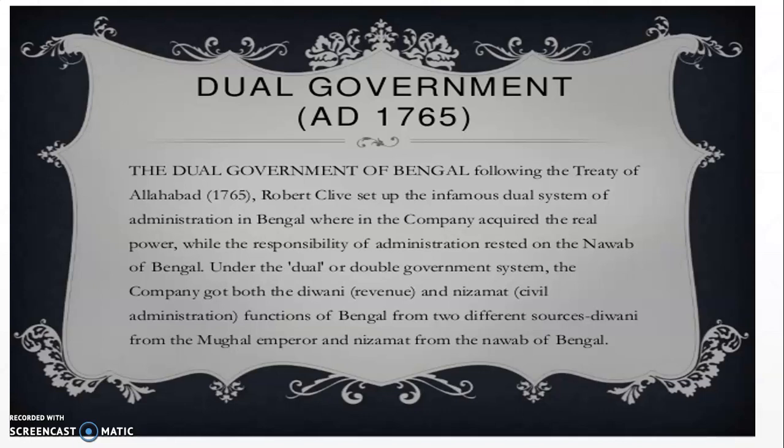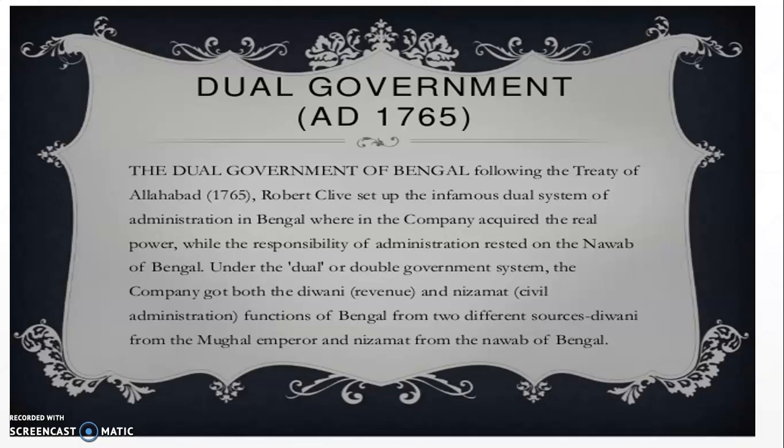Following the Treaty of Allahabad in 1765, Robert Clive set up the infamous dual system of administration in Bengal, wherein the company acquired the real power while the responsibility of administration rested on the Nawab of Bengal. Under the dual or double government system, the company got both the Diwani, that is the revenue, and Nizamat, that is the civil administration functions of Bengal, from two different sources: Diwani from the Mughal Emperor and Nizamat from the Nawab of Bengal.